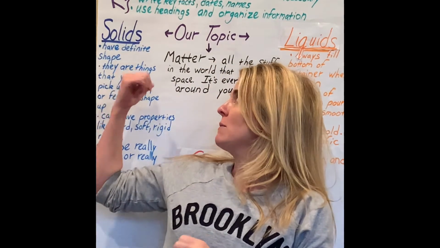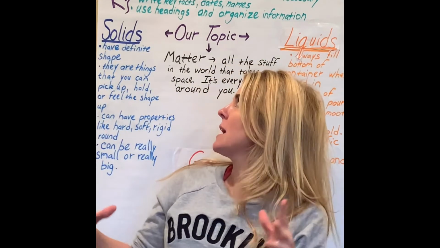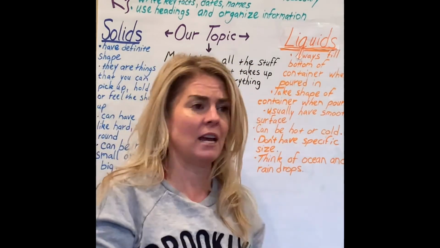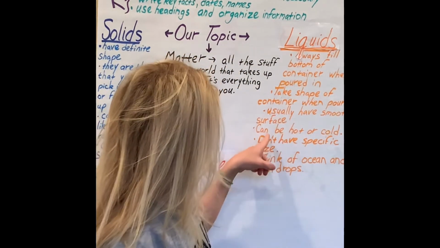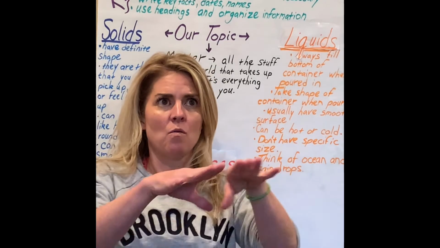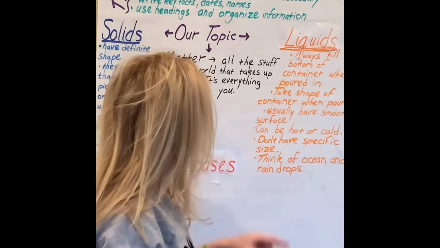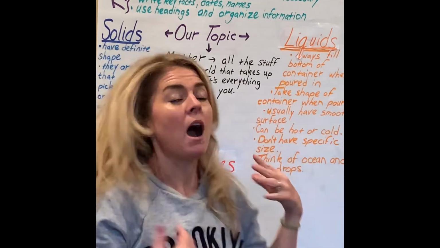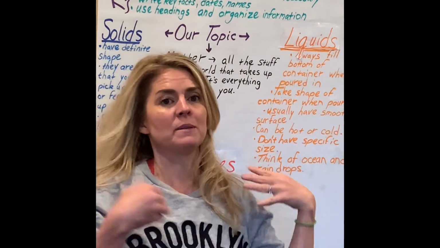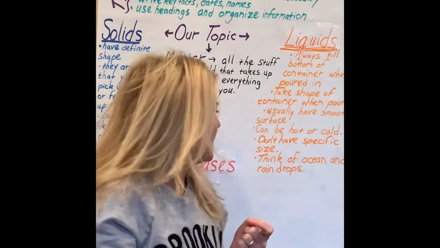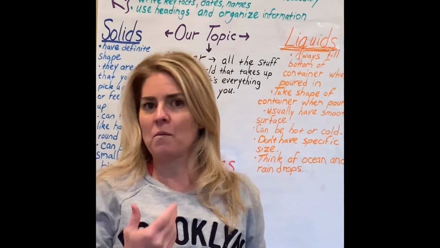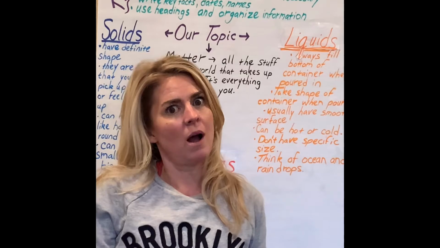I wrote that down because that was exactly opposite of solids, where solids actually had a definite shape, and liquids take the shape of their container. I wrote down that usually they have a smooth surface, so I could remember, kind of like water, the smooth surface. I wrote down that they can be hot or cold or any temperature. I also wrote down they don't have a specific size, in that the ocean is huge, filled with liquid, and that a raindrop is really small.